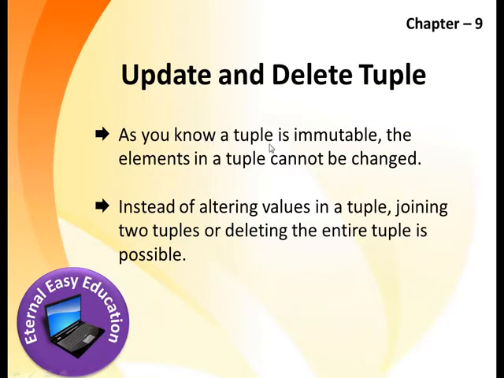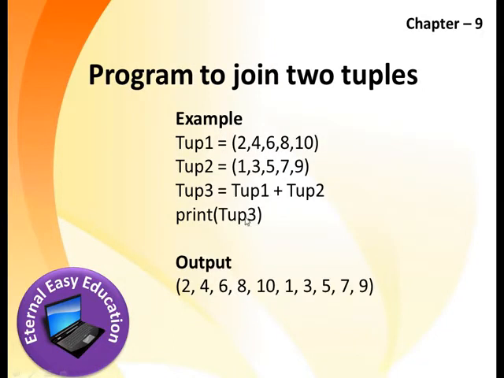As you know, a tuple is immutable. The elements in a tuple cannot be changed. Instead of altering values in a tuple, joining two tuples or deleting the entire tuple is possible. So we cannot change, but we can join and delete. Two things are possible. Here is an example. One tuple, second tuple, and the third, it is just using a plus operator, it is joining the two values.